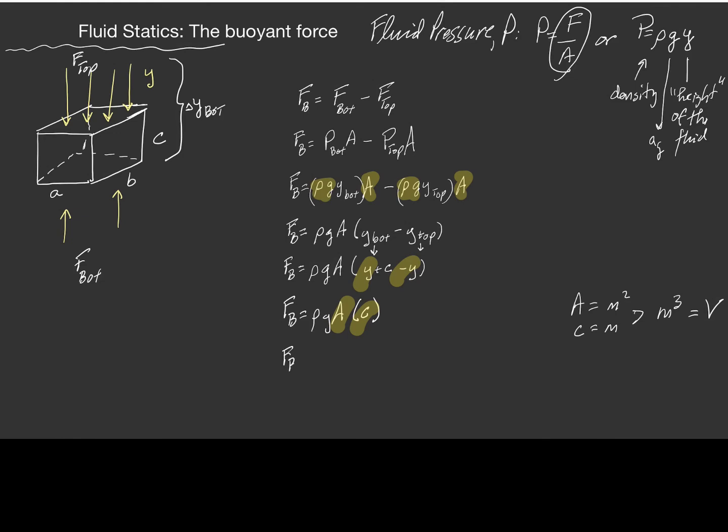So now we come back here. Our buoyant force is equal, we have the rho, g, and a times c we now know is a cubic function. So now we have a capital V for volume.